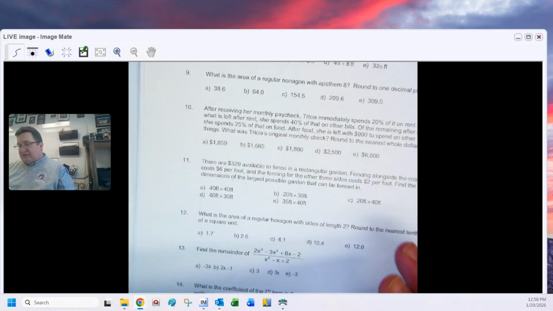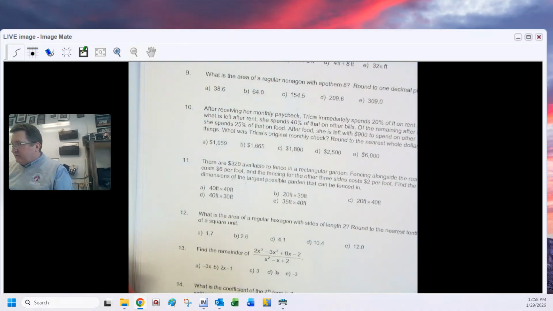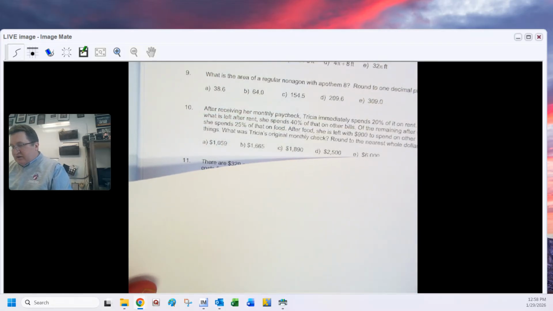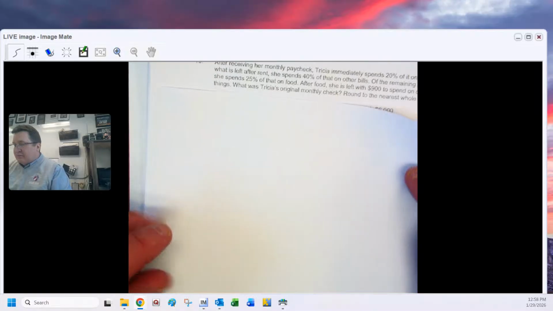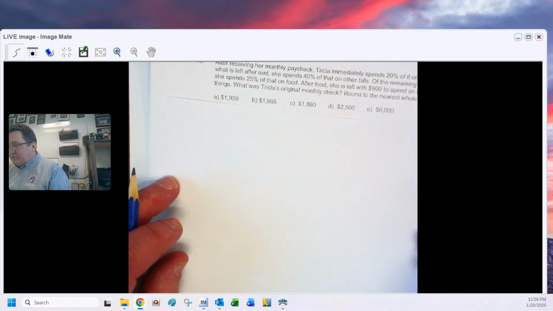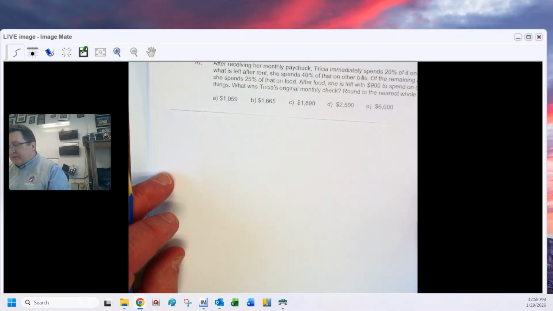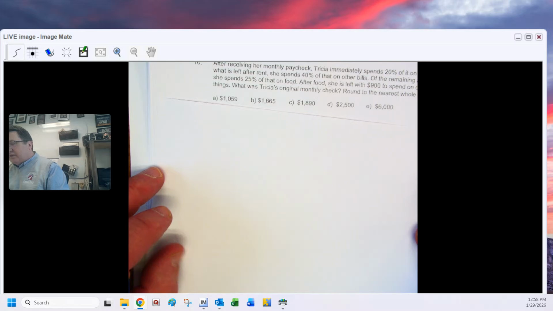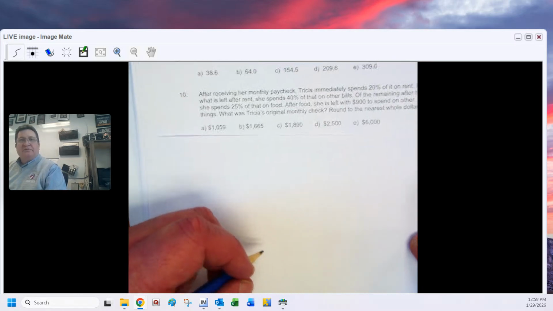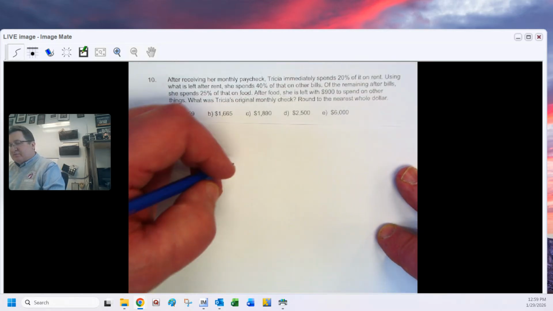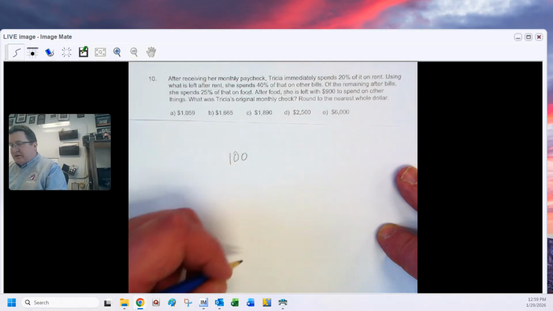All right, number 10 says, upon receiving her monthly paycheck, Tricia immediately spends 20% of it on rent. Using what is left after rent, she spends 40% of that on other bills. Of the remaining after bills, she spends 25% of that on food. We can do this all with algebra if you want, but sometimes in these kinds of problems it's smart to just say 100. Let's think about $100.